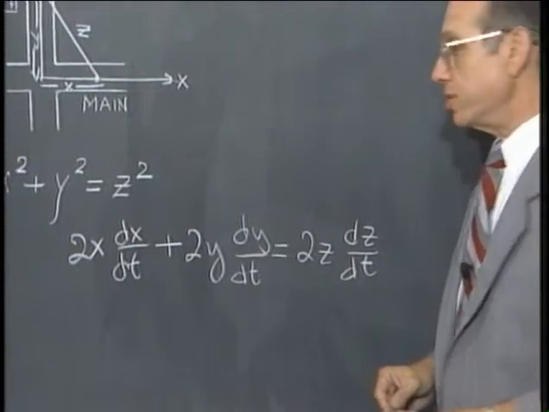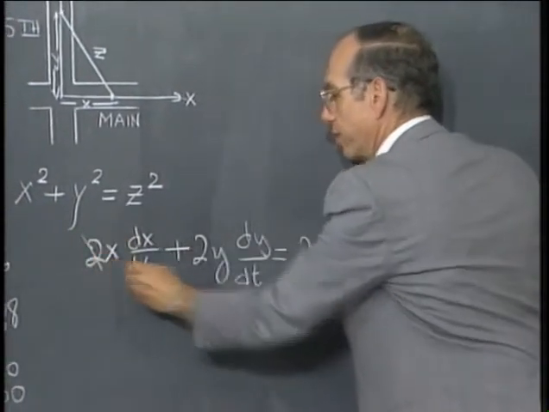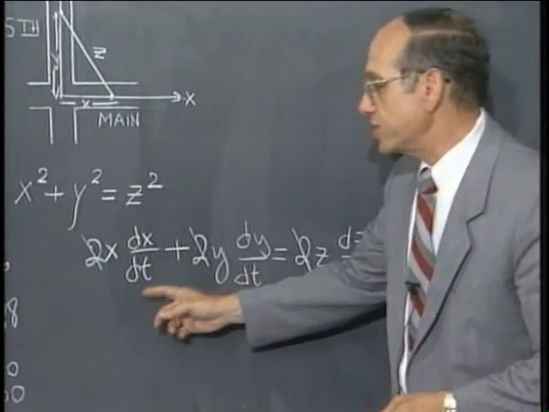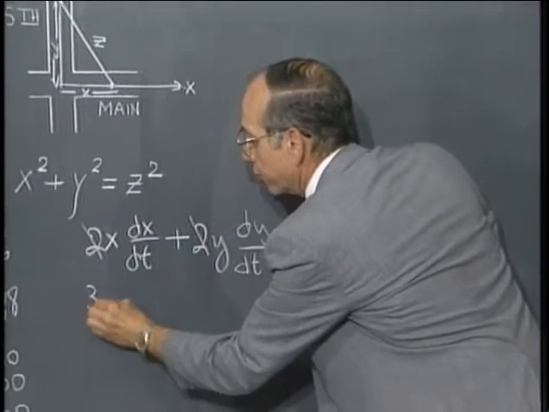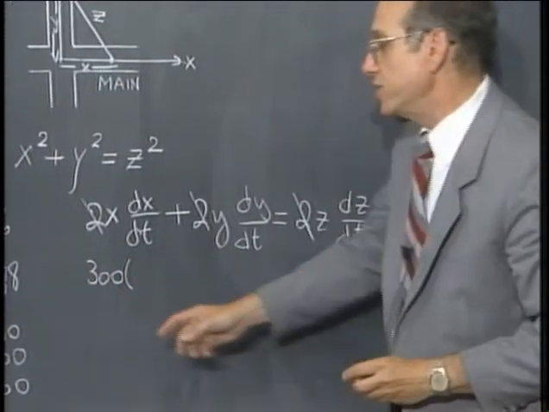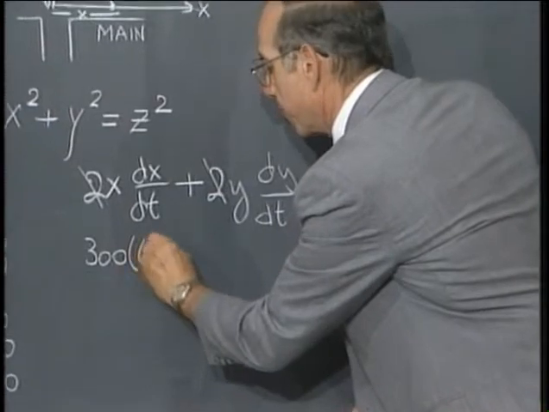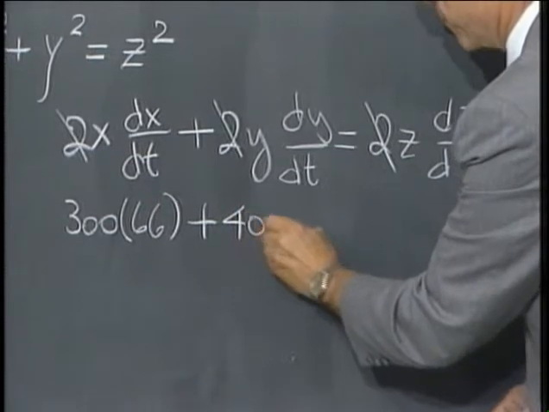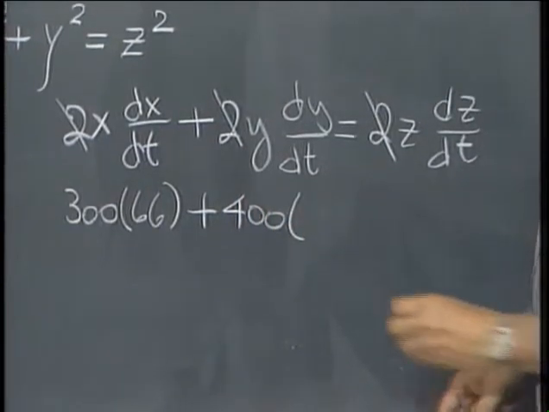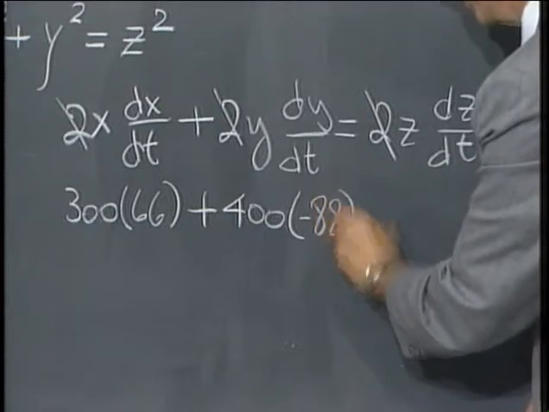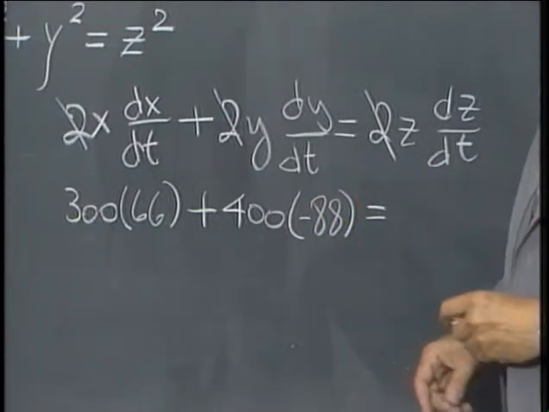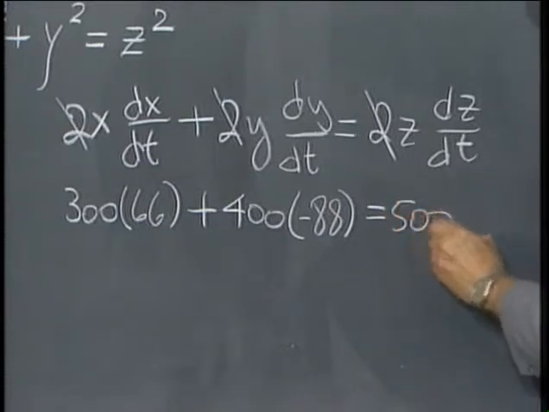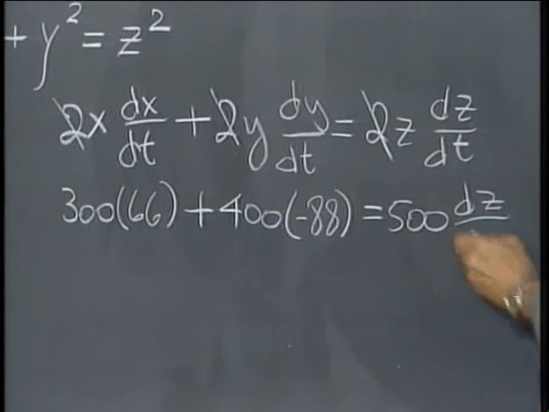Shall we put in some information? Well, first let's divide by 2. That might make things easier. And now let's substitute. X is 300, so we have 300 times dx/dt, which is 66, plus y, which is 400, times dy/dt, which is minus 88, and that has to equal z times dz/dt. Well, z is 500, and dz/dt is what we want to find.